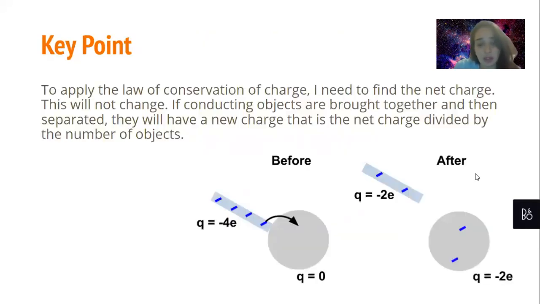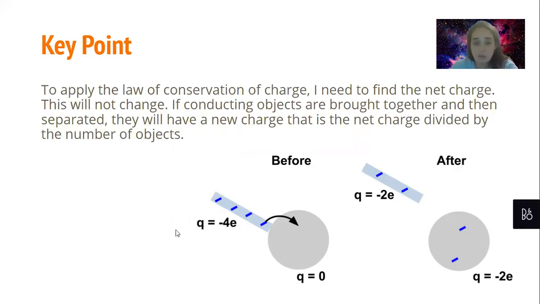This is actually the key point, so you can write this down into your notes. In order to apply the law of conservation of charge, you need to find what the net charge of a system is. That net charge is not going to change, right? That's the whole idea of conservation. If conducting objects are brought near each other and then separated, they will have a new charge that is the net charge divided by the number of objects.